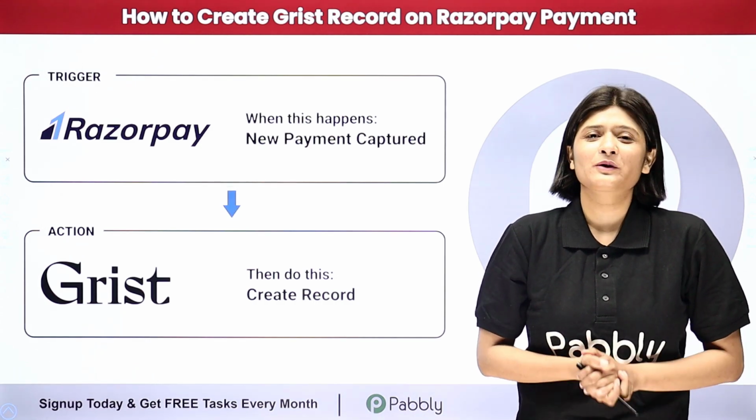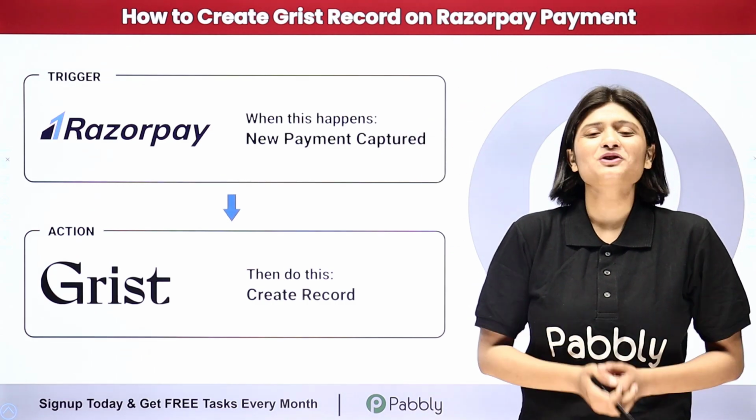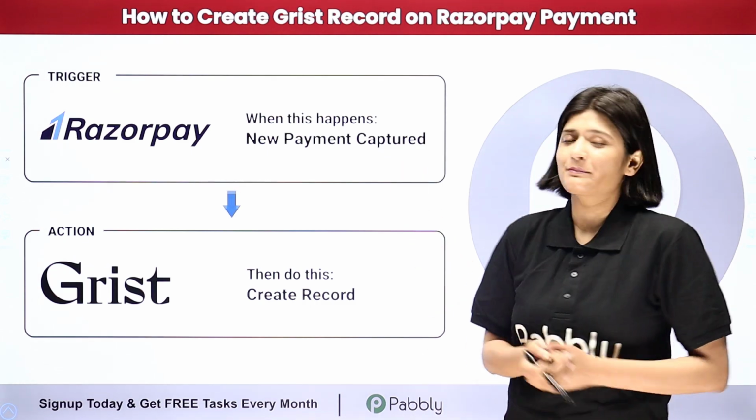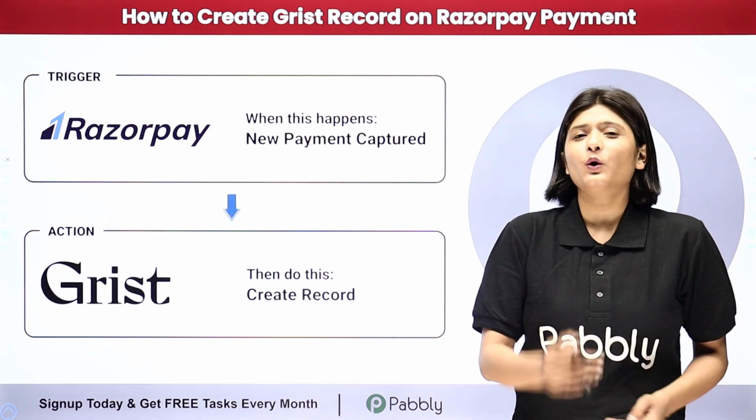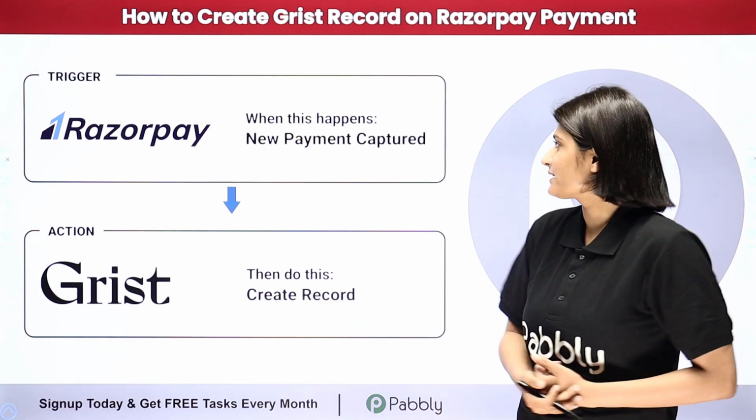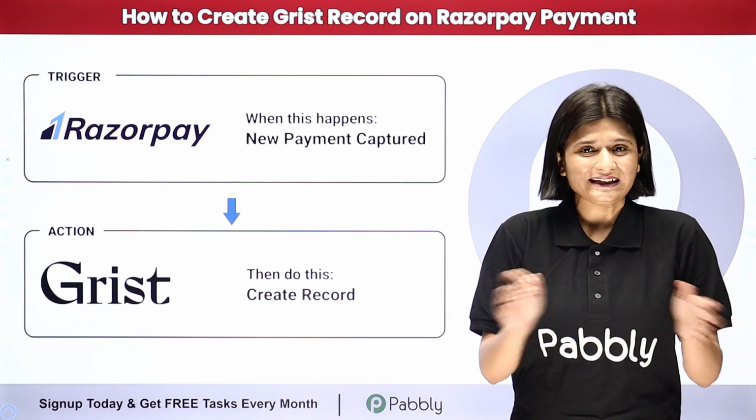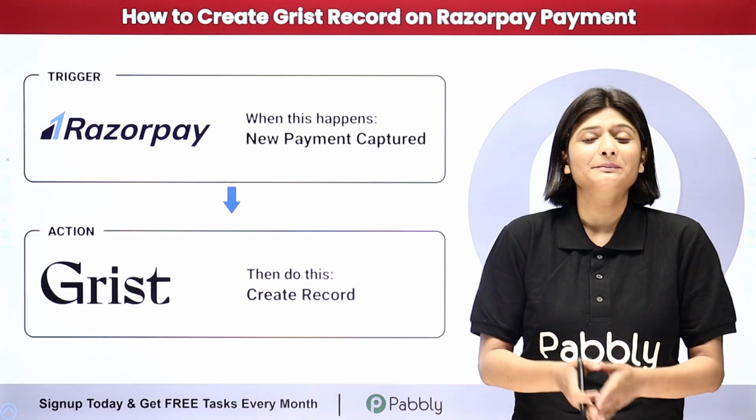In this video, we are going to learn how to create Grist record on Razorpay payment. So let's suppose I am running an online business and I am collecting all my payments with the help of Razorpay. Now I want that whenever I capture a new payment, the record should be automatically created in my Grist account. Now doing this manually will be a very time consuming task, so I am completely going to automate this process, and to do this automation I am going to use Pabbly Connect.